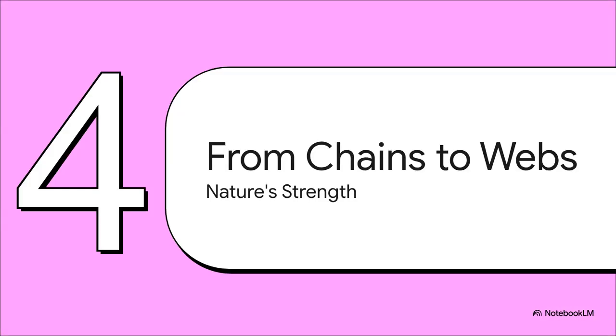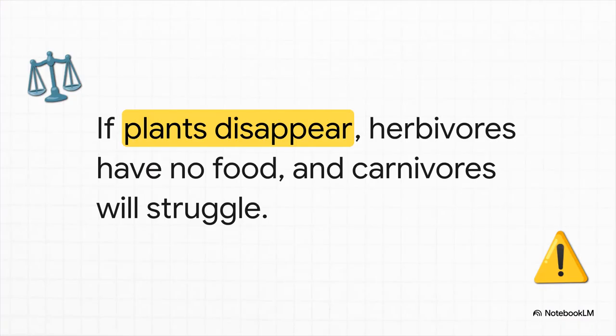Section 4. From chains to webs. When you look closely at these systems, the threat of a cascading failure becomes glaringly obvious. If that foundational bottom tier is compromised, like if the plants disappear, the herbivores have no food, and if the herbivores starve, the carnivores struggle to survive too. It guarantees a rapid vertical collapse of the whole structure.